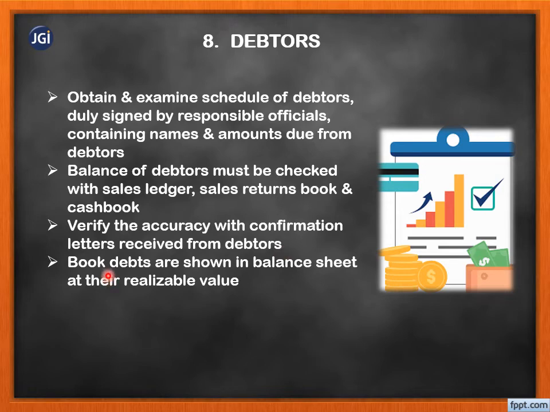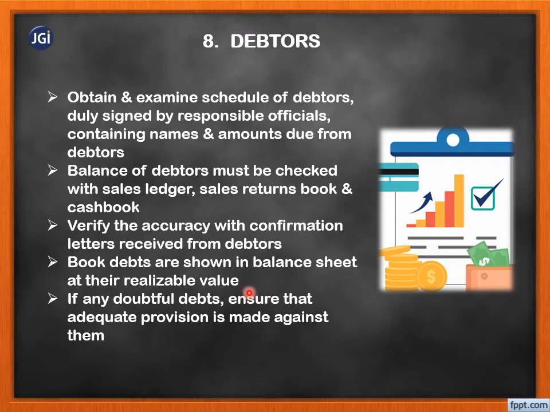He should see that the book debts are shown in the balance sheet at their realizable value. If there are any doubtful debts, the auditor should see that adequate provision is made against them.